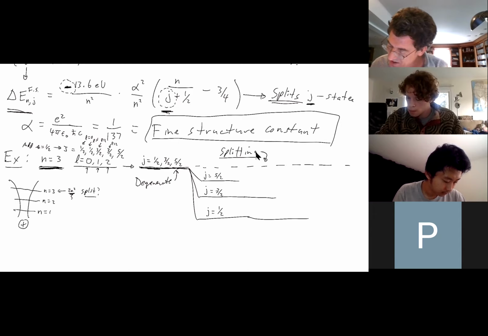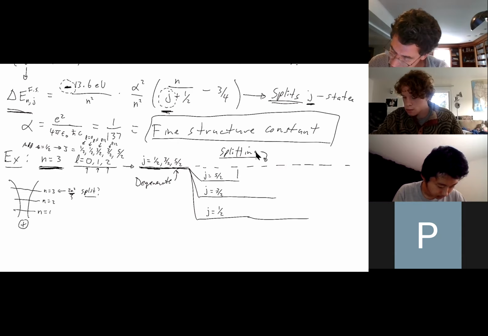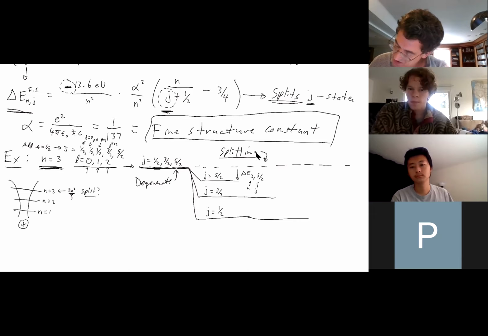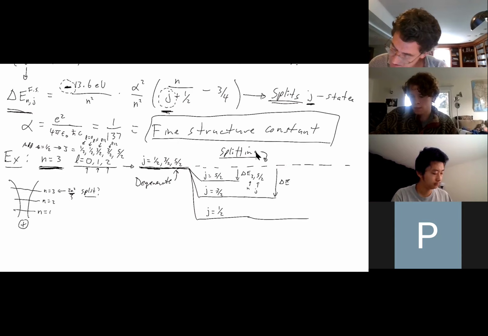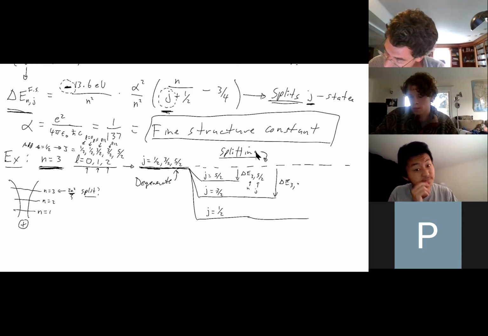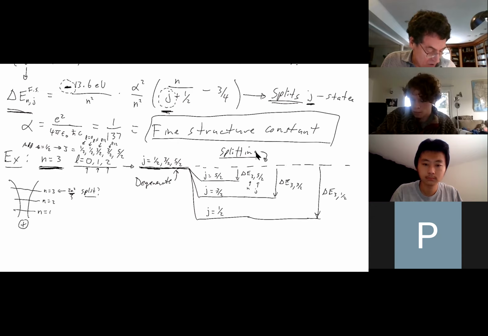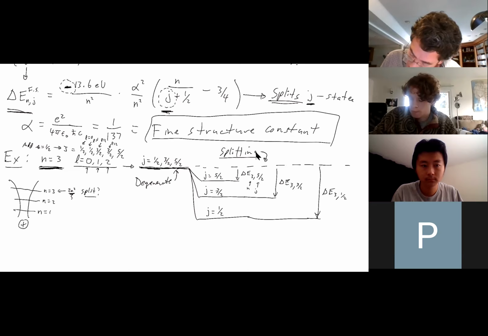And so if you use the proper notation, people call this delta E, then 3, 5/2, because this number is the n and this number is the j. And so this splitting here, you would call delta E. And this is what atomic physicists really care about, because they measure all this stuff. And then this one would be the delta E, n equals 3 and j equals 1/2. So those are the splittings of those levels. Okay, and so I'll ask you a question. Are these levels here degenerate, yes or no?